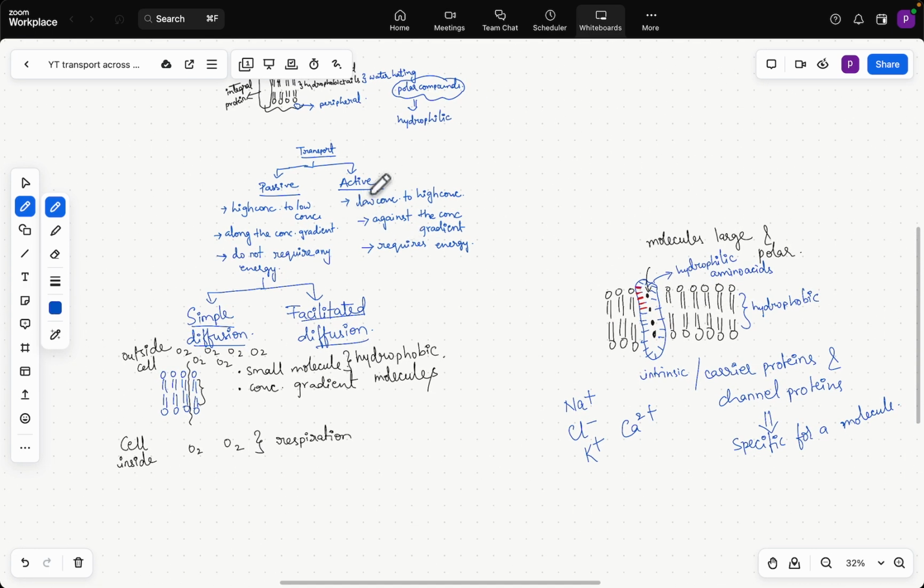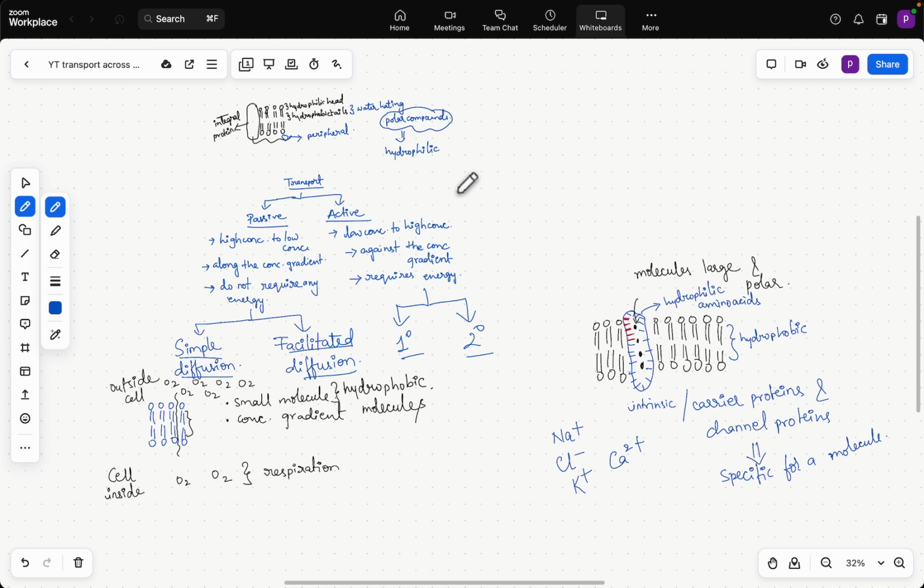So I will be discussing the different types of channel proteins, then I will be discussing active transport, and in active transport I will be discussing two different types, which are regarded as primary active transport and secondary active transport. So I will be discussing all of this in the next video.